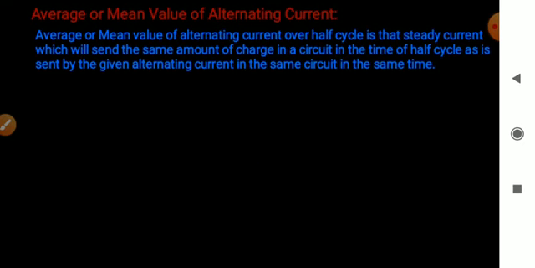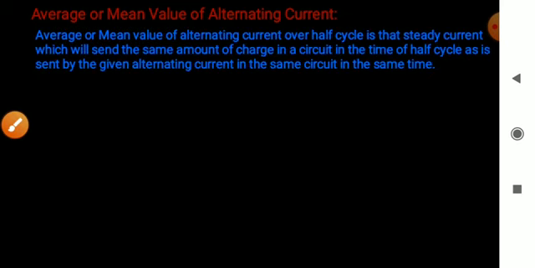So the mean value of alternating current over a half cycle is a finite quantity. The average or mean value of alternating current over a half cycle is that steady current which will send the same amount of charge in a circuit in the time of a half cycle as is sent by the given alternating current in the same circuit in the same time. Okay.